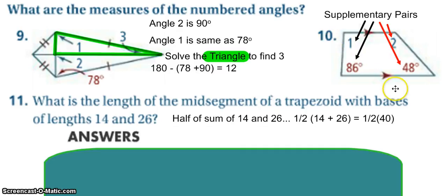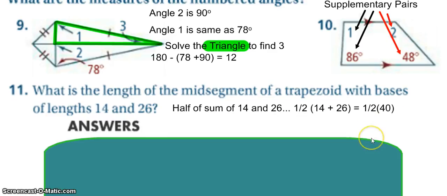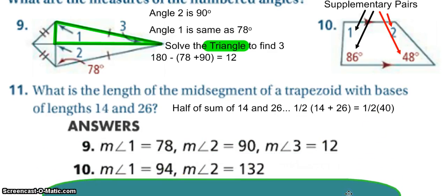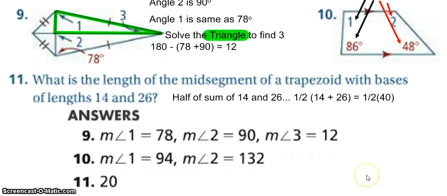In 10, we see that we have supplementary pairs. So 1's the supplement to 86, which would be 94, and 2's the supplement to angle 48, which would then be 132. And in 11, we know that the mid-segment is just going to be half the sum of the bases, so that mid-segment becomes 20.